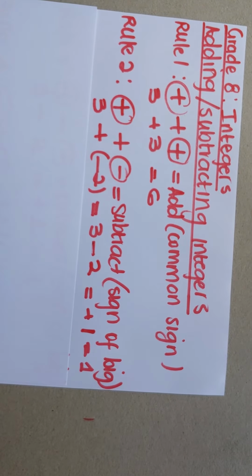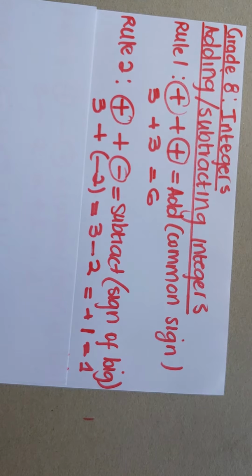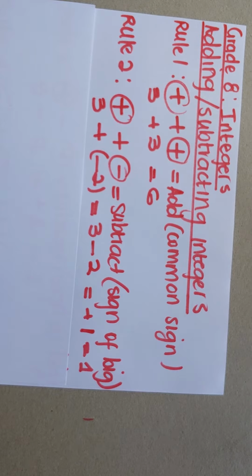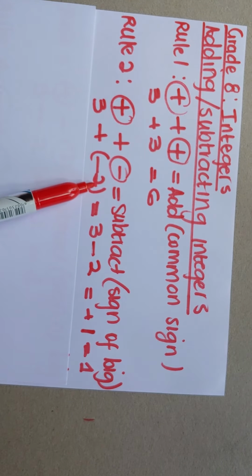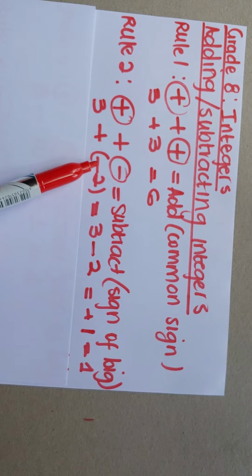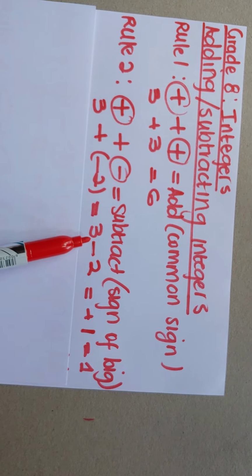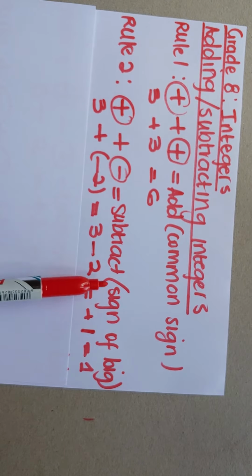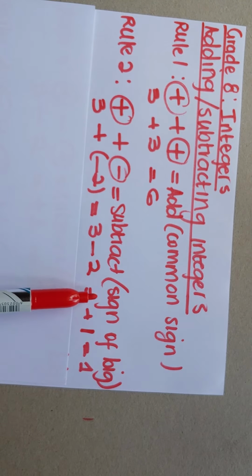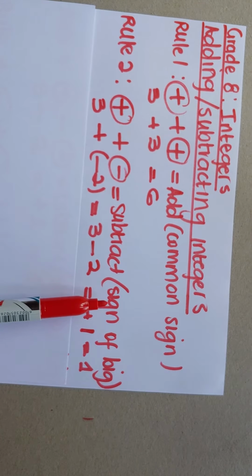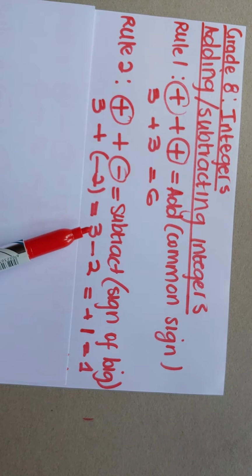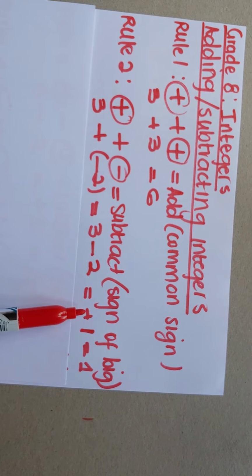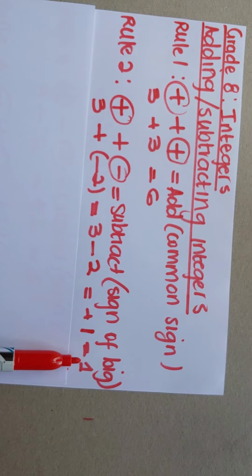Rule number 2 says we need to add a positive and a negative. In this case, we need to subtract the integers and take the sign of the bigger number. So you're going to say 3 plus negative 2. When you multiply a positive and a negative, from our previous episode, we get negative. So it means you're going to have 3 minus 2. Our rule says we subtract 3 and 2, which is 1, and we take the sign of the bigger number. Our bigger number is 3 and its sign is positive. Therefore, it's going to be positive 1, which we can simplify and write as just 1.